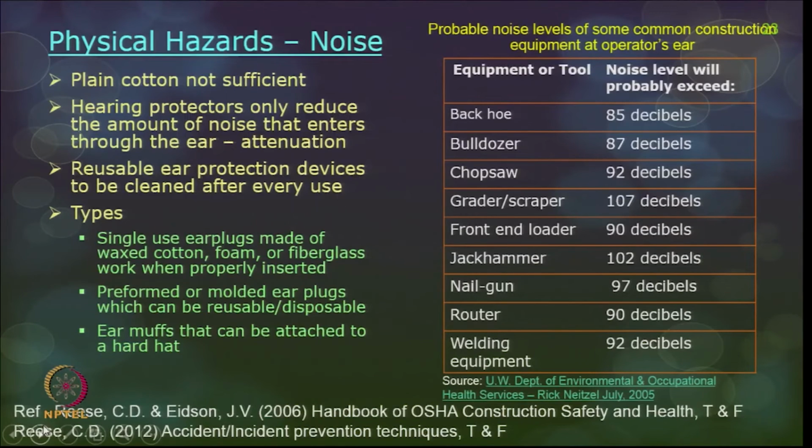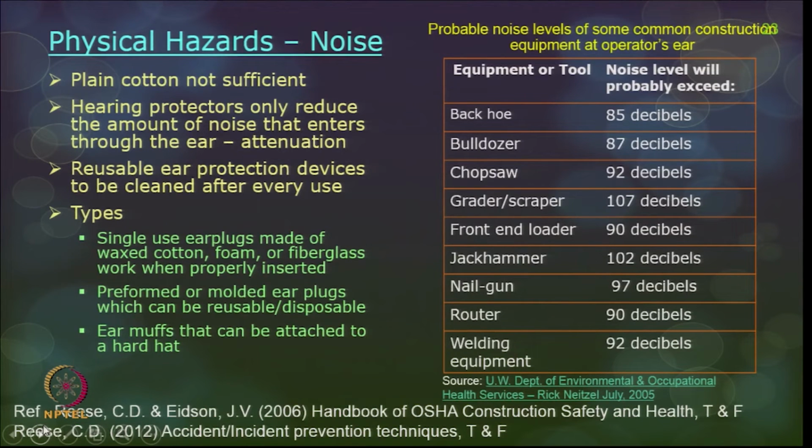Plain cotton as a precaution for the ears against noise is not sufficient, and workers sometimes think keeping a bunch of cotton is enough, which is not at all sufficient against the noise going on in construction sites. Hearing protectors only reduce the amount of noise that enters the ear, and do not completely shut out the noise going into your ears. If you are using reusable ear protection devices, they should be cleaned after every use.